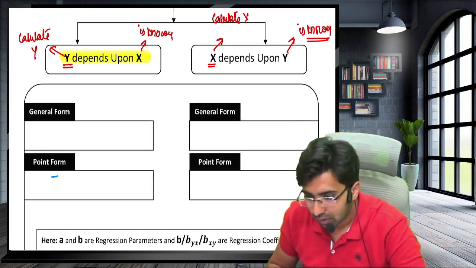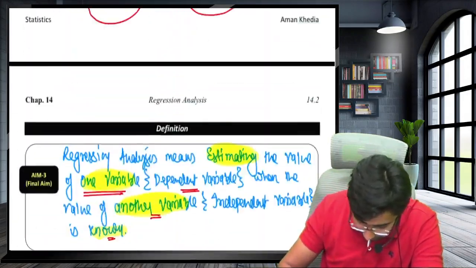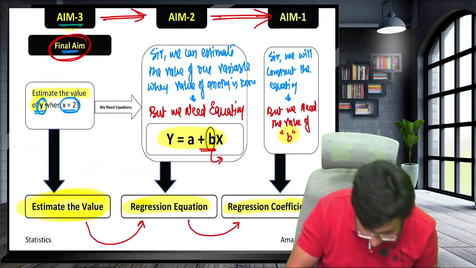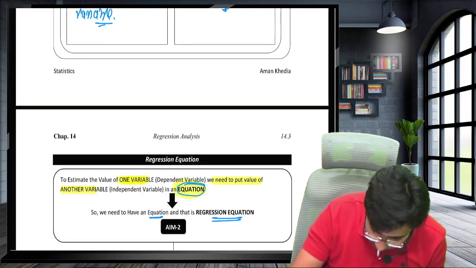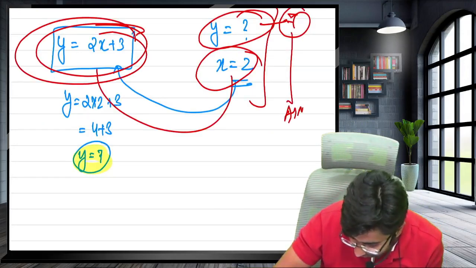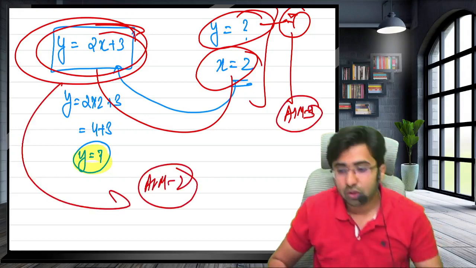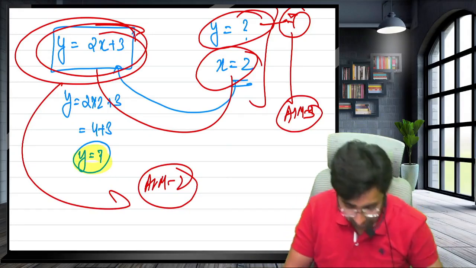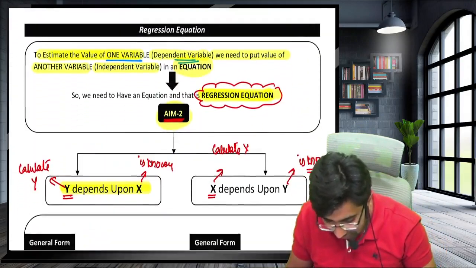I'm repeating this thing. I cannot achieve my final aim. I cannot estimate the value of y unless I have the equation, because if I have the equation, then only can you put the value of x in the equation. I cannot achieve my final aim number 3 unless I have the equation, that is aim number 2. You cannot estimate the value of one variable unless you have the equation. And guys, that's the origin. That's why we are studying the new concept, that is the regression equation.